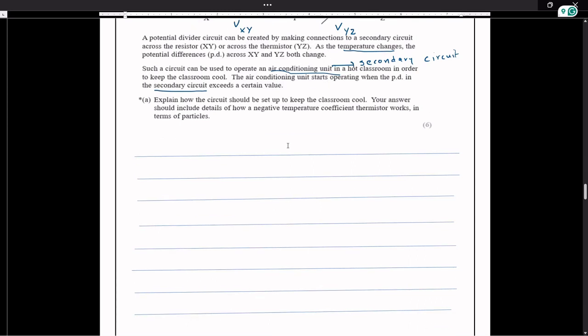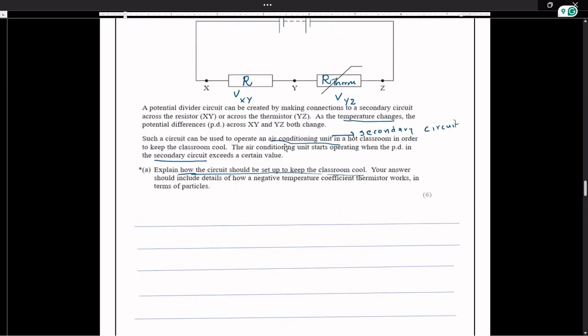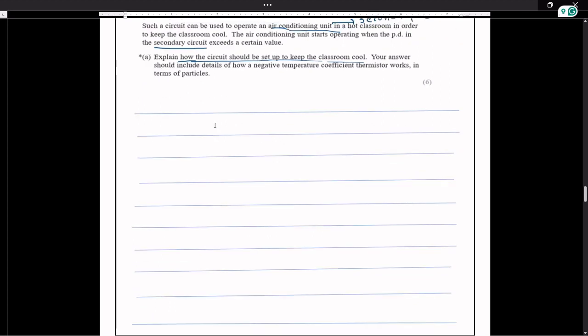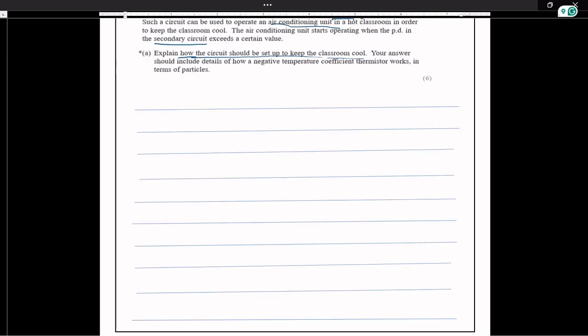Now the question is where you should connect it. Your answer should include details of how a negative temperature coefficient thermistor works in terms of the particles. Explain how the circuit should be set up to keep the classroom cool. How means where you have to connect it. You have to connect it across resistor R or connect it across the thermistor. This is the question they are asking. But when you are writing the answer, you should include the negative temperature coefficient in terms of the particles.